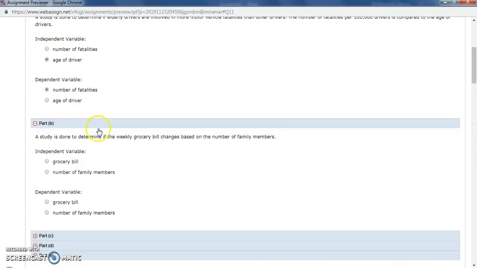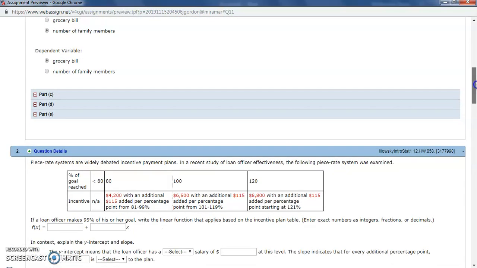So for this one, a grocery bill changes based on the number of family members. So is the grocery bill determining the number of family members, or is the number of family members determining the grocery bill? So number of family members is the independent. It's determining the grocery bill. The grocery bill is dependent on the number of family members.